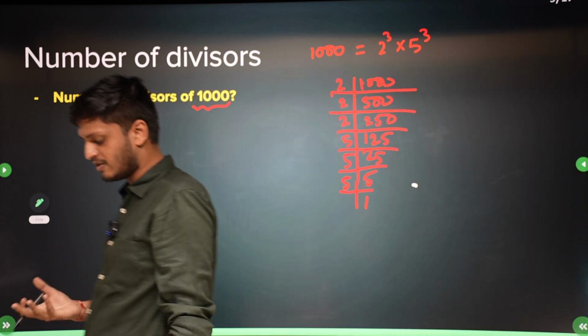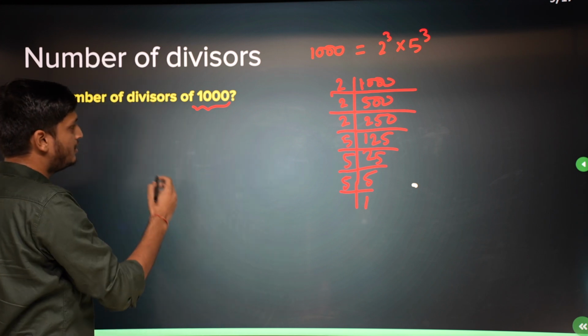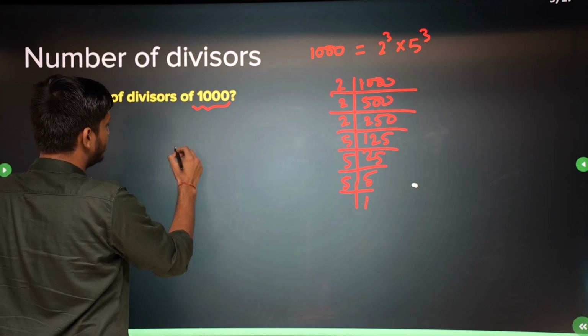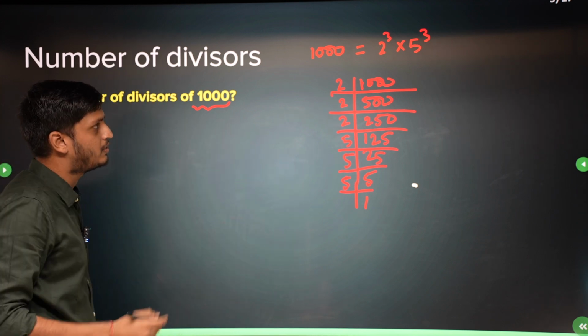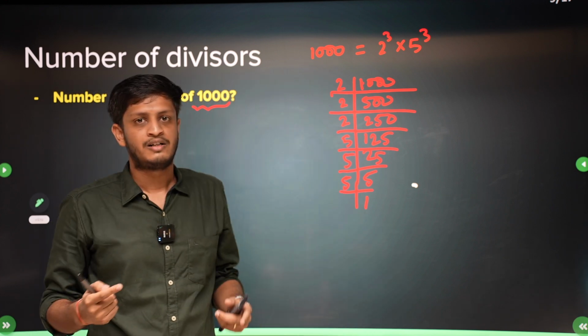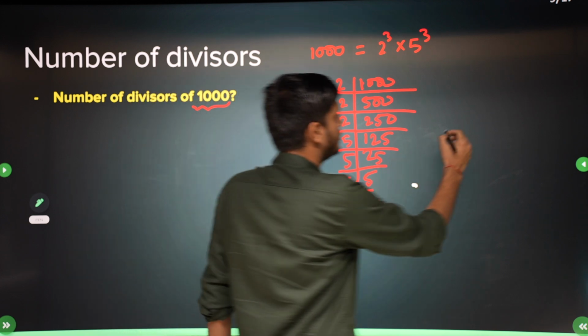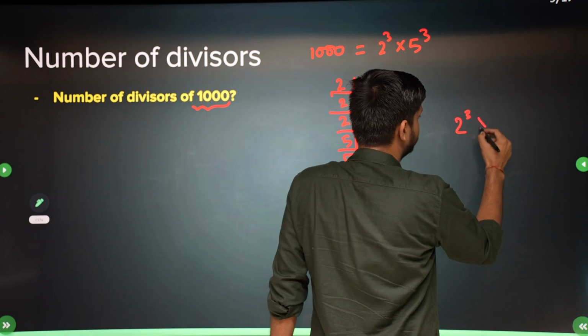So think about it. What is 1000? Okay, why am I doing all this? So there is a logic. 1000 is 2 cube into 5 cube, and any factor of 1000 will be what? It will divide 1000. So what is a divisor? It will divide 1000. So this is 1000, 2 cube into 5 cube.